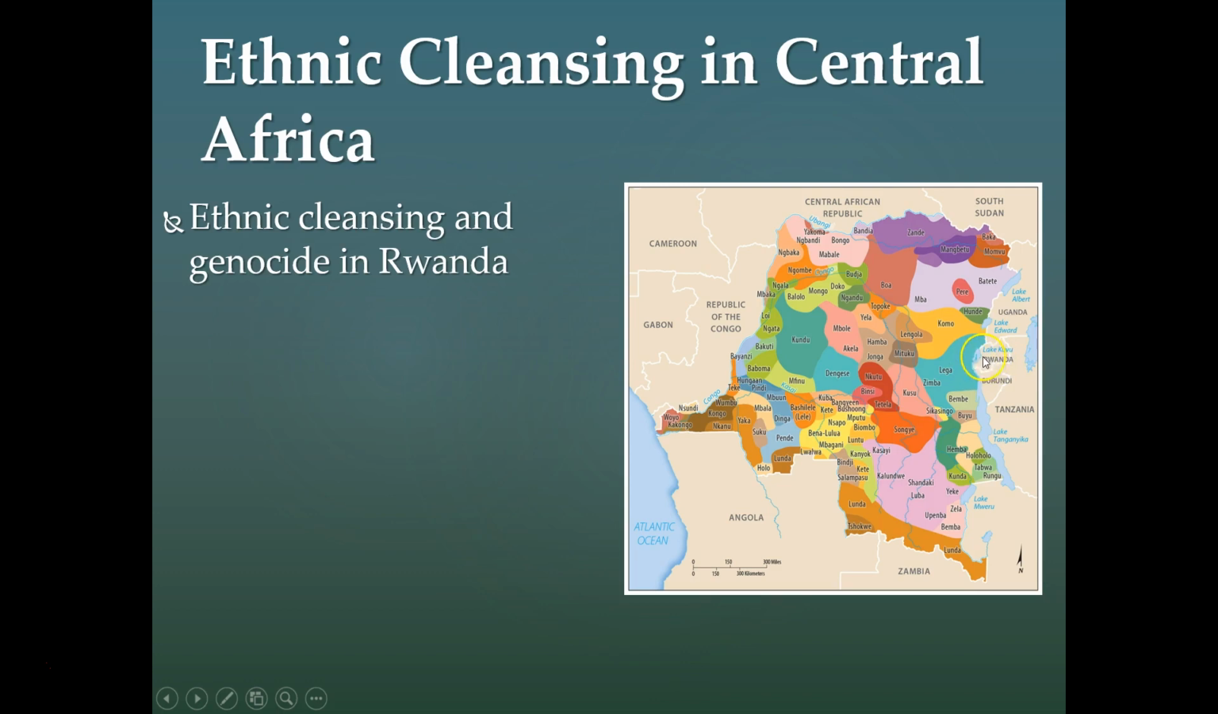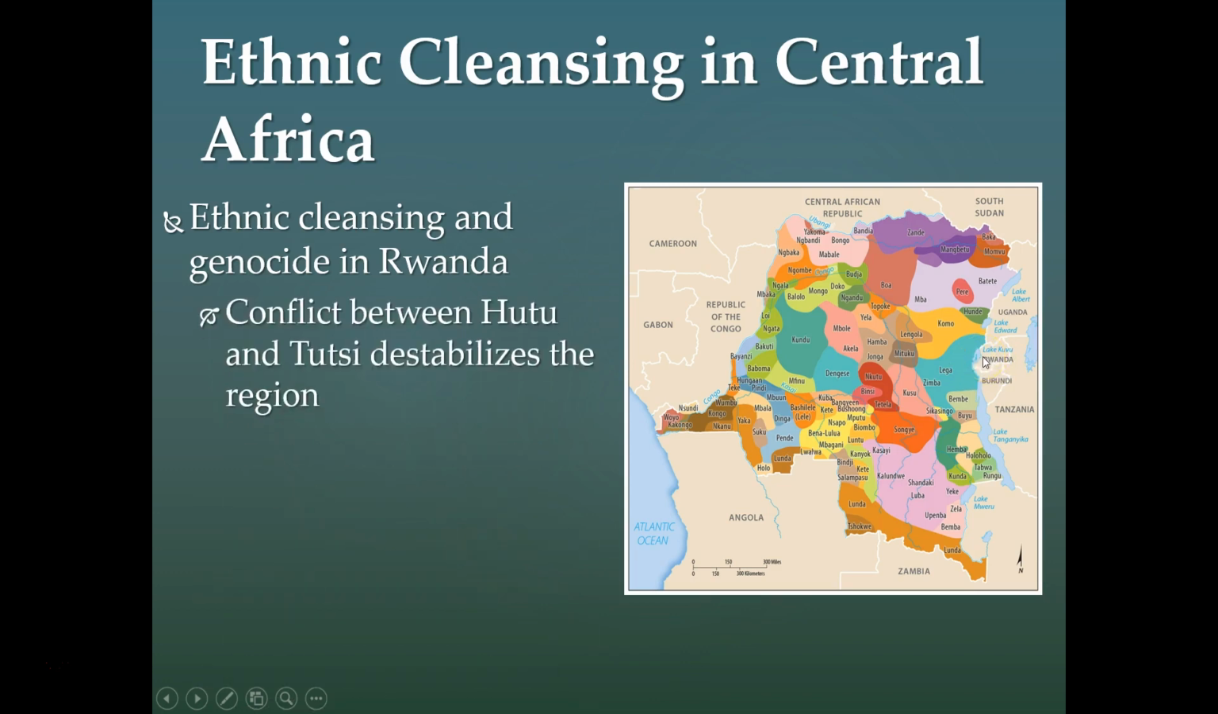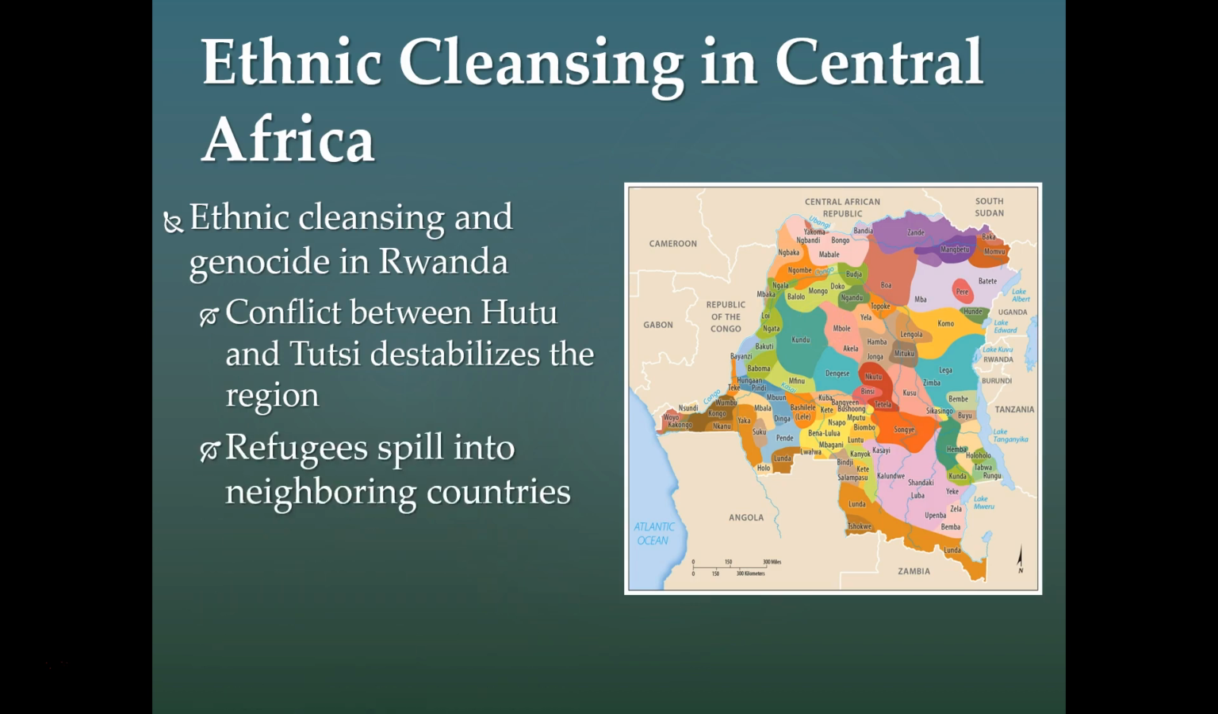Rwanda is here. In Rwanda, there's a conflict between the Hutu and the Tutsi, two specific ethnic groups. And those two ethnic groups have been fighting for a long time. Neither of them are really right or wrong. There have been genocides and ethnic cleansing from both ends, the Hutu and the Tutsi, and they blame each other. But the refugees from Rwanda have spilled into neighboring countries. A lot of them have spilled into the Democratic Republic of the Congo. And again, as you can see, people from this country spilling into here are going to be a problem because they already have ethnic conflicts here.